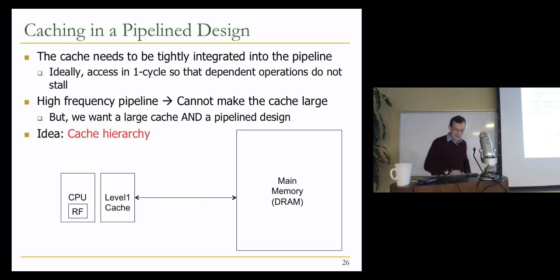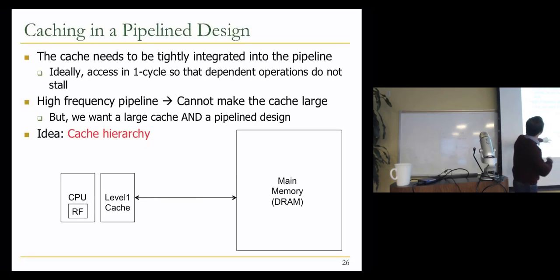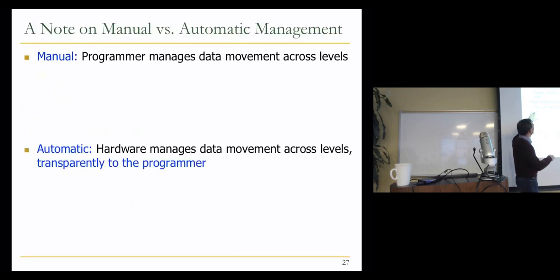Okay. So I promised that I will tell you about the L1 cache itself, right? We've talked about the different levels of cache, but the L1 cache is a special place in the memory hierarchy. Because this cache needs to be tightly integrated into the pipeline. Main memory doesn't need to be tightly integrated into the pipeline, because the CPU, the pipeline itself, you remember the data cache stage that you designed in your pipeline? That needs to get the data very quickly such that the pipeline can move. If it takes 200 cycles to get the data, well, too bad, your pipeline doesn't move, right? So ideally, you would like to access the L1 cache in one cycle so that dependent operations do not stall. If you want to design a high-frequency pipeline, you cannot make this cache large. But you want a large cache and a fast pipeline design. That's why you have this cache hierarchy after tightly integrating the level one cache into the pipeline.